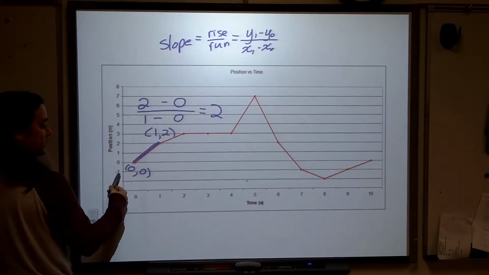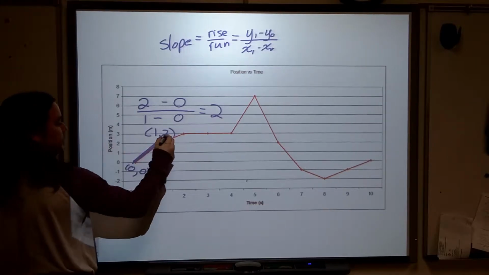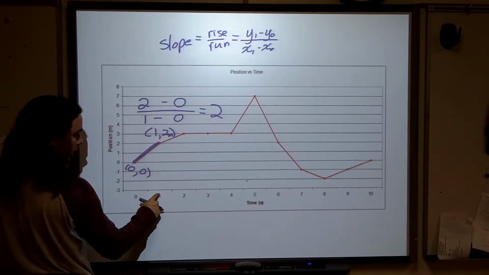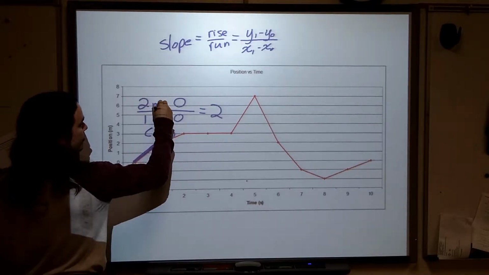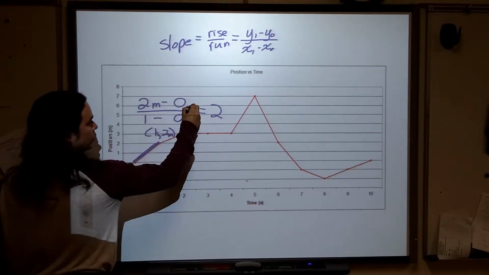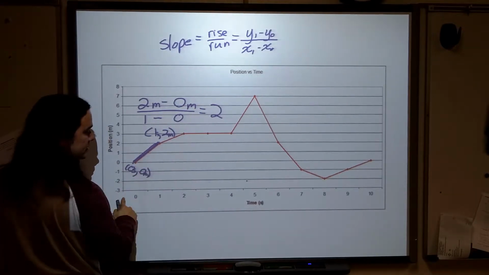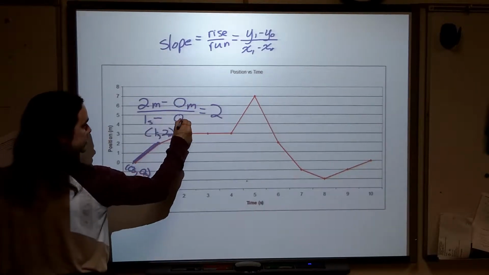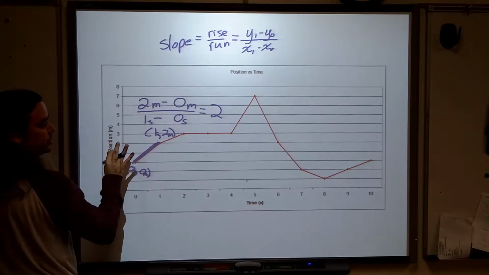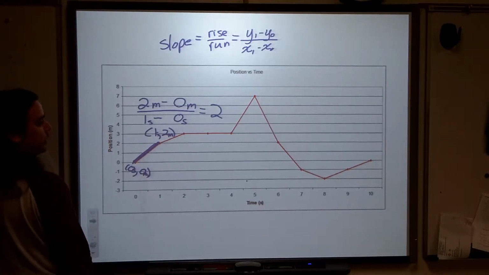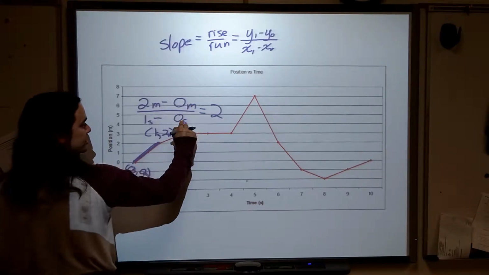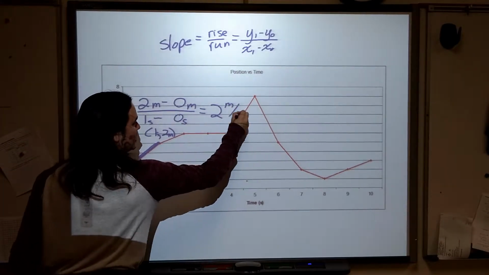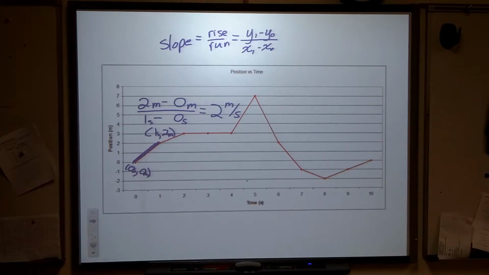This is a graph of something. This is 2 meters. This is 1 second. Seconds, meters. Meters are my y values, and seconds are my x values. So it's not just the numbers, it's the actual value that we're looking at. So I end up with not just 2, but I have 2 meters divided by second, meters per second, which is the units for velocity.